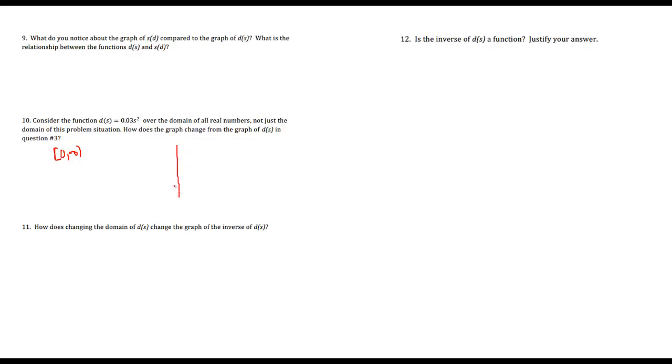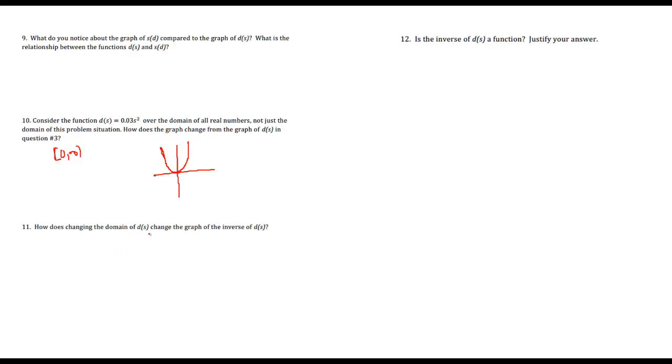Well, d of s was just the right side of the parabola. Okay, if we were to take the entire equation and not make it specific to our example, then we would have the left side of the parabola. Okay, we would have the left side of the parabola, and that's how it changes.